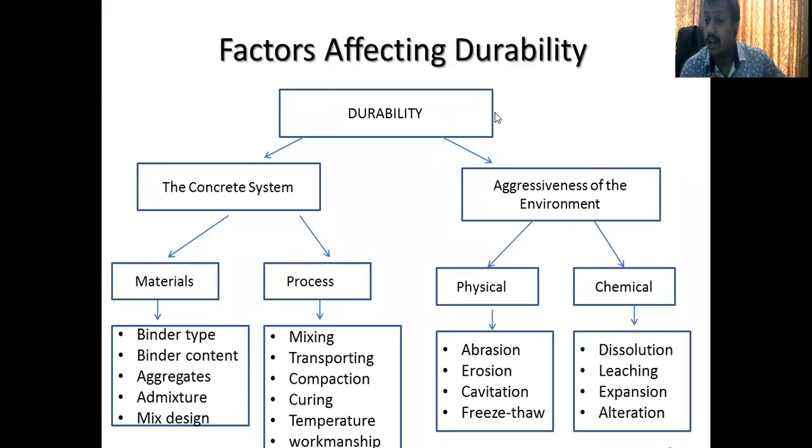Now in case of second factor, that is aggressiveness of the environment. Okay, that is the environmental conditions. Now we have completed the concrete system, that is materials and the process. Now next two is nothing but the environmental conditions like physical and chemical. आता physical मध्ये काय? Abrasion. What is abrasion? Wear and tear of the structure.